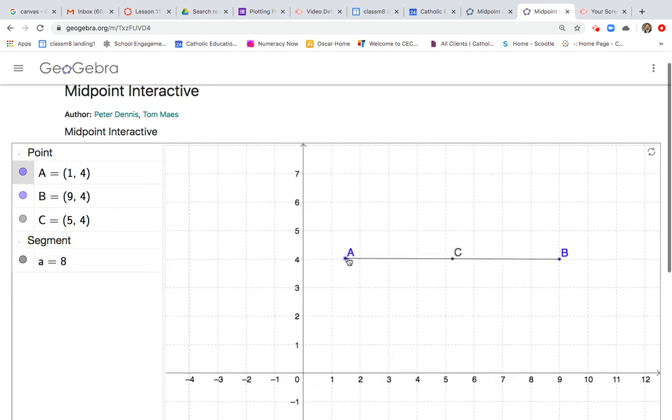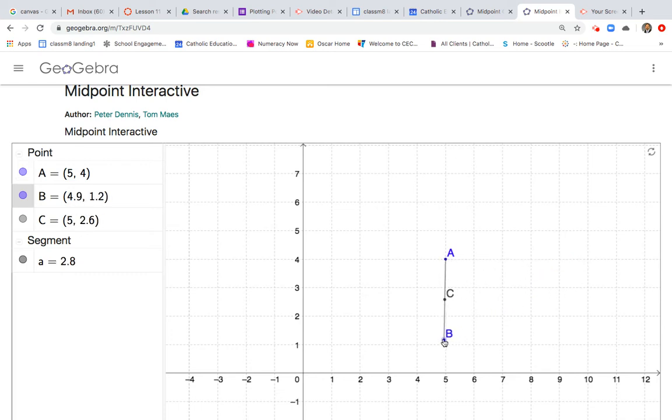We can move this to the 5. So now we've got A is (5, 4), and B is (9, 4). So 5 across, 4 up, and 9 across, and 4 up. What number is right in between the 5 and the 9? 7. Now, you might see that straight away, or you might have to go 9 plus 5 is 14 and then divide it by 2.